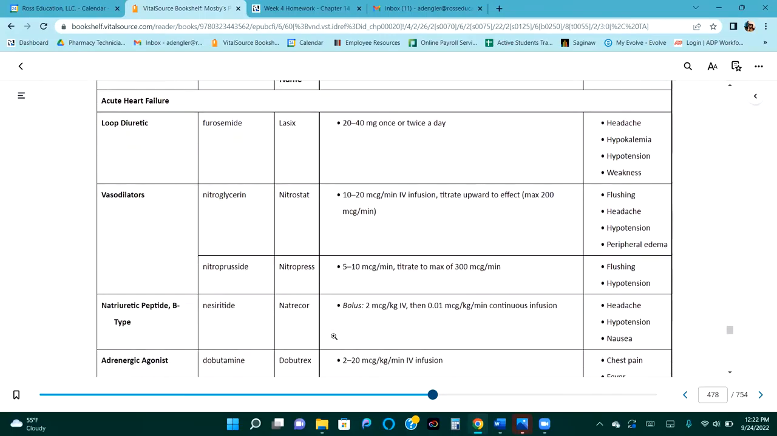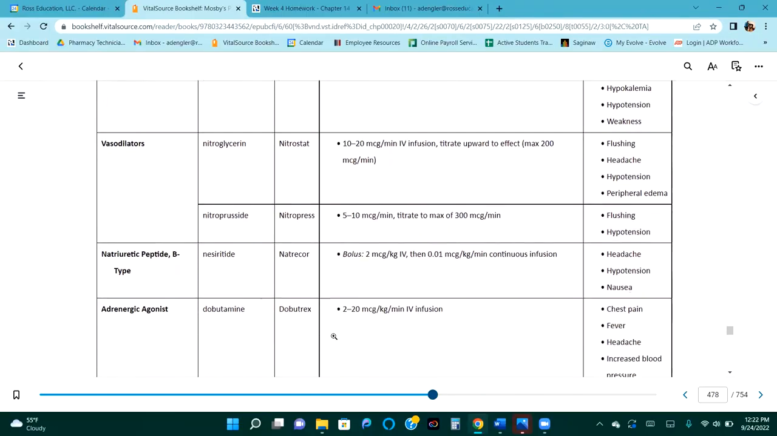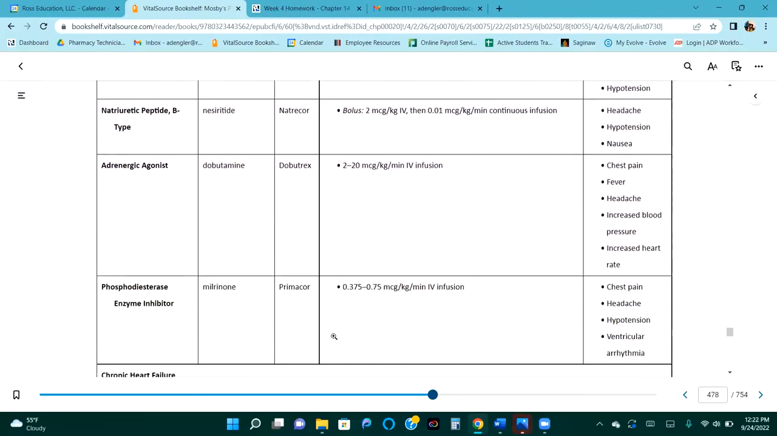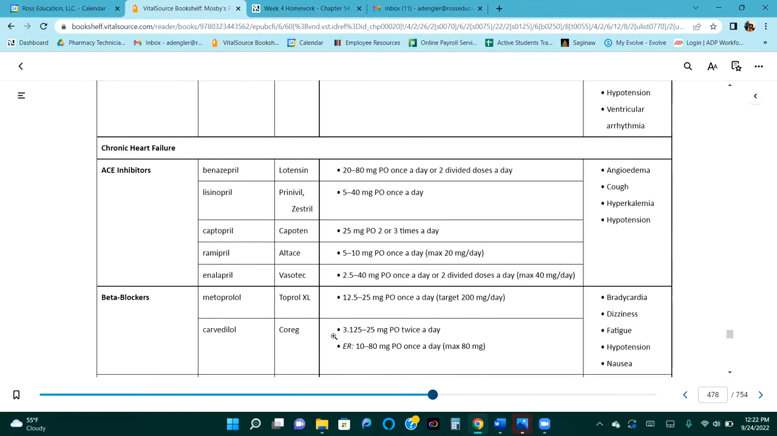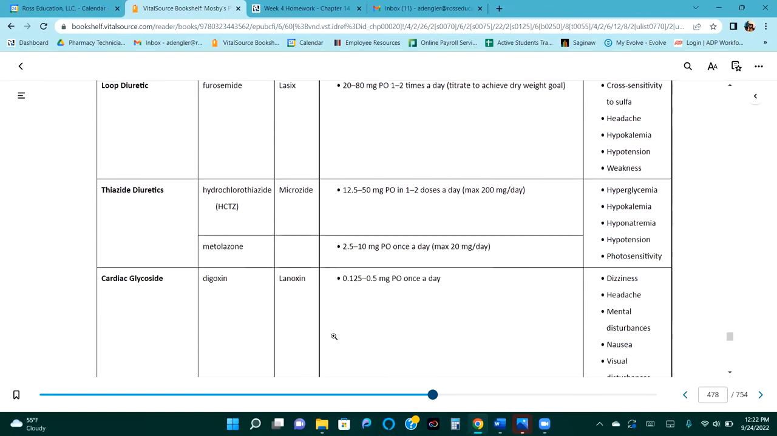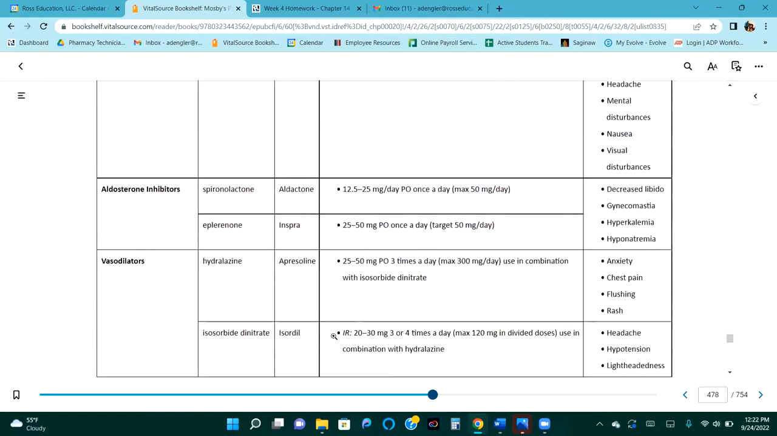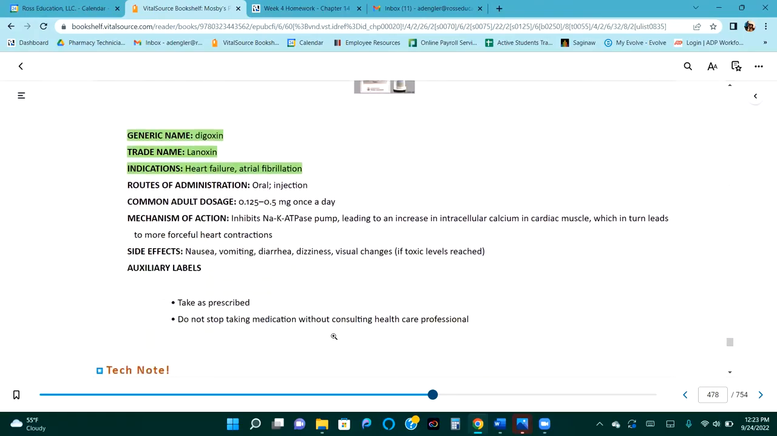Acute heart failure: loop diuretics, vasodilators, natriuretic peptide B types, adrenergic agonists, phosphodiesterase enzyme inhibitors. For chronic heart failure: ACE inhibitors, beta blockers, loop diuretics, thiazide diuretics, cardiac glycoside, aldosterone inhibitors, vasodilators.